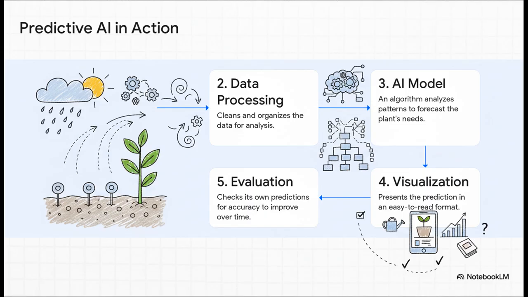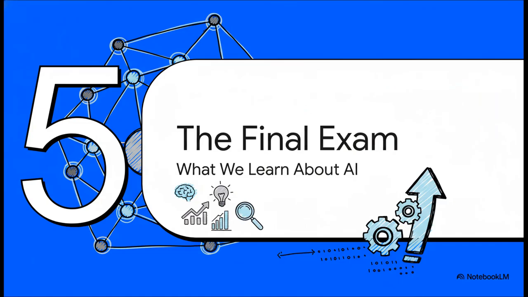But here's the best part. It then evaluates its own homework. Did I get that prediction right? This kind of self-correction is exactly how our student keeps getting smarter and smarter all on its own. And just like that, we've guided our AI student through its entire education. So now it's time for a quick recap. Think of it as the final exam that shows us everything we've learned about how to teach a machine.